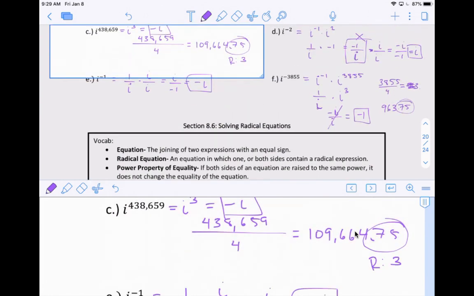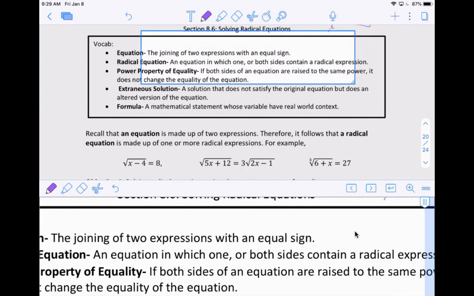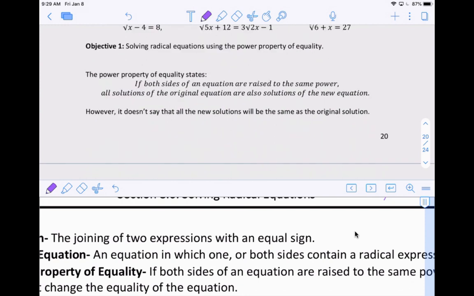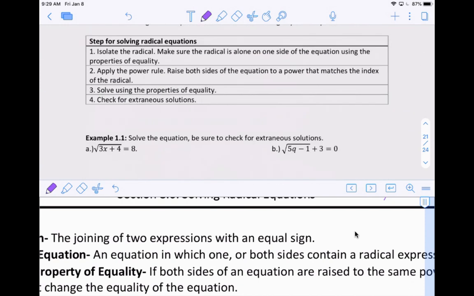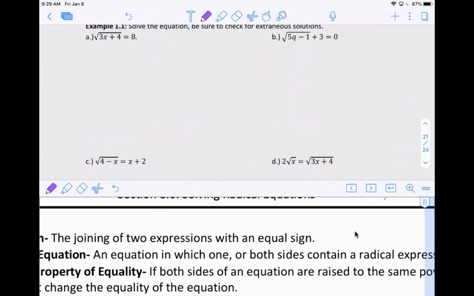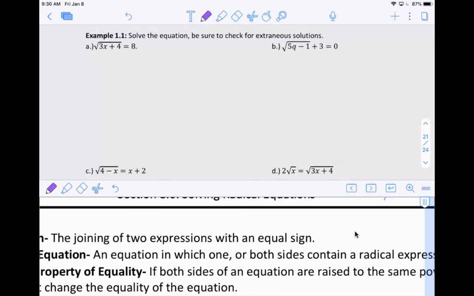Hello and welcome to the videos for 8.6, Solving Radical Equations. This section is considerably shorter than the last sections. The complex numbers is always a super fun topic, but at the end of the day, it's almost an entirely different topic. Let's go with equations.